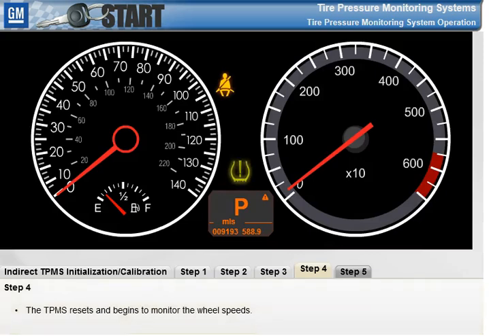When the TPMS resets, the system begins to monitor the wheel speeds. The system informs the driver that it is in calibration mode because the indicator light on the dash will begin to flash.